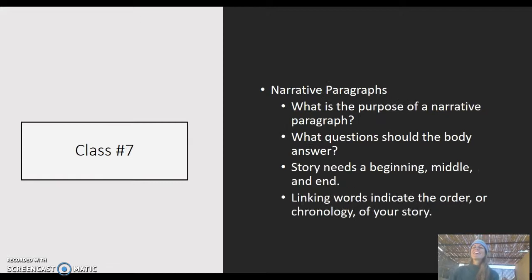Okay. In class number 7, we highlighted narrative paragraphs. Talked about the idea of a narrative being to tell a story. We talked about the questions that the body of a paragraph should answer in a narrative, remembering that a narrative needs a clear beginning, middle, and end to a story. It should also highlight the plot, setting, characters, theme, and point of view in your story. And there should be linking words which indicate the order in which your story takes place, or the chronology of your story.